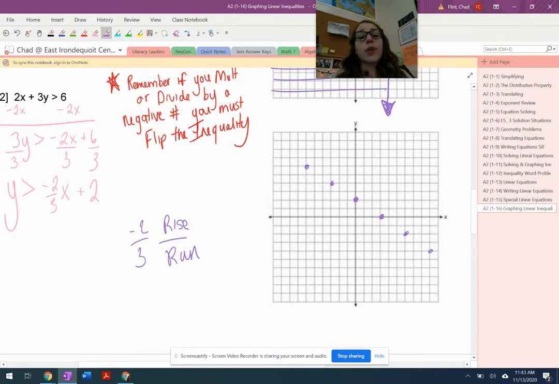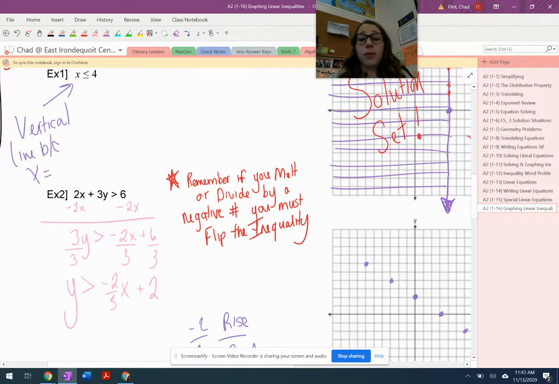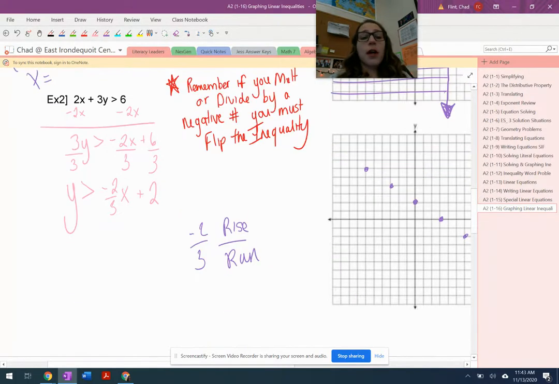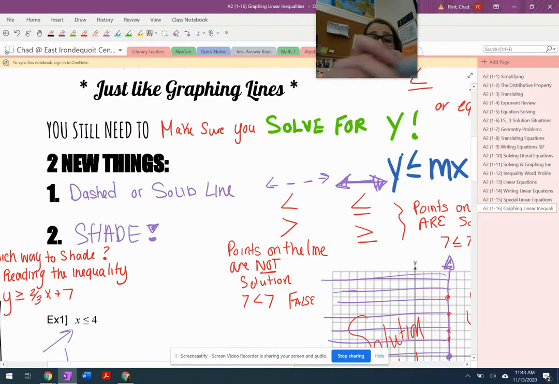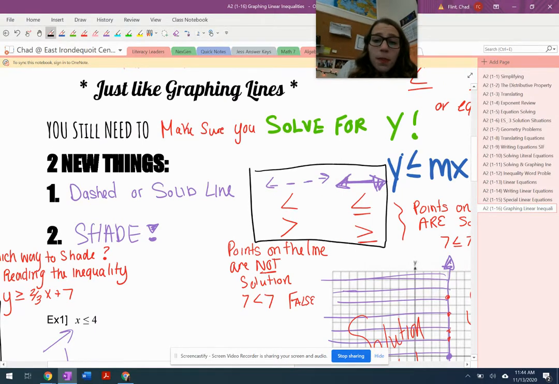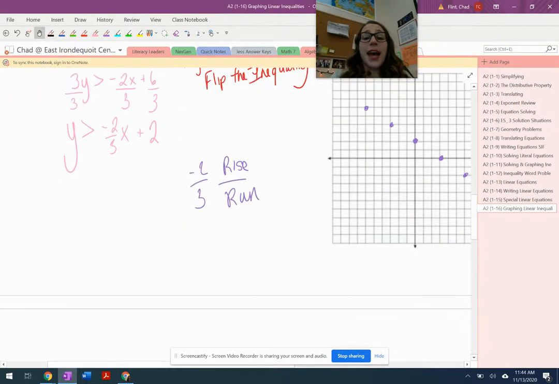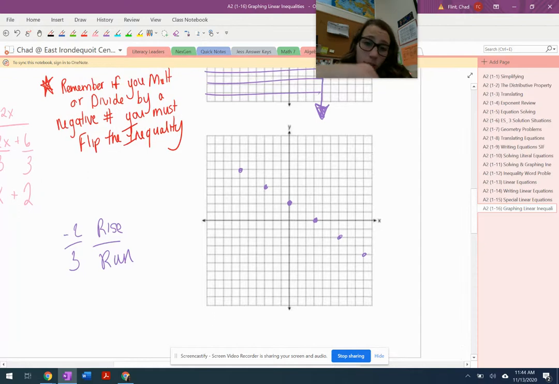Okay, so before you connect anything, double check to make sure if it's a solid or a dashed line. Because this is just plain old greater than and doesn't have a line underneath it, it's going to be a dashed line. So I'm just going to kind of make that a dashed line.